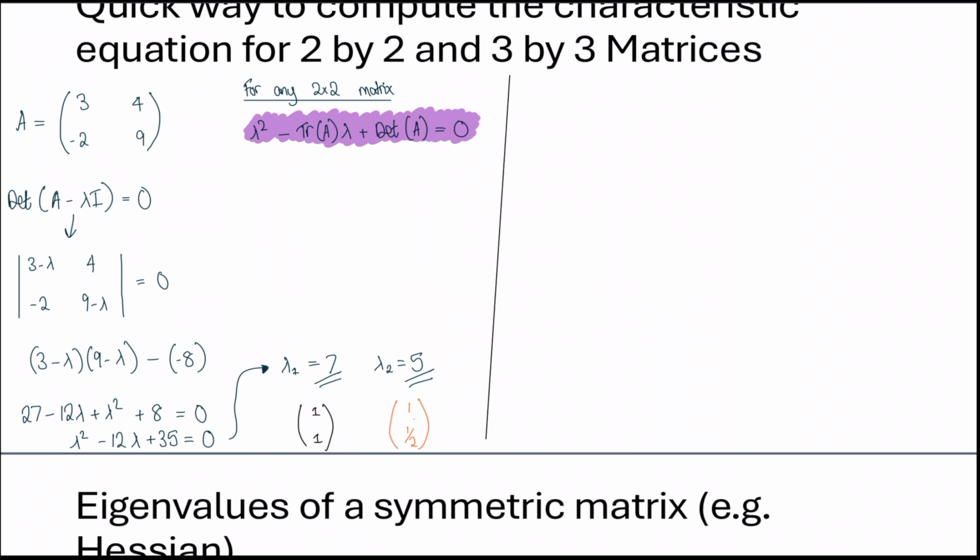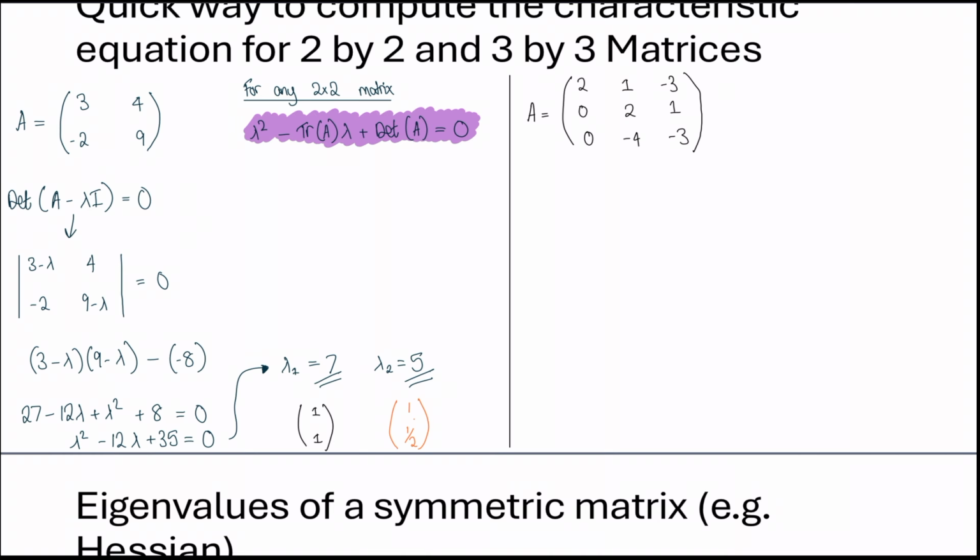Now, if we look at a 3 by 3 matrix, let's say we had the matrix A, which is equal to 2, 1, minus 3, 0, 2, 1, 0, minus 4, minus 3. Now again, using the characteristic equation, we need to find the determinant of the matrix 2 minus lambda, 1, minus 3, 0, 2 minus lambda, 1, 0, minus 4, minus 3 minus lambda.